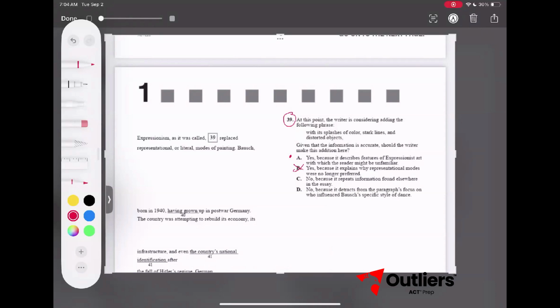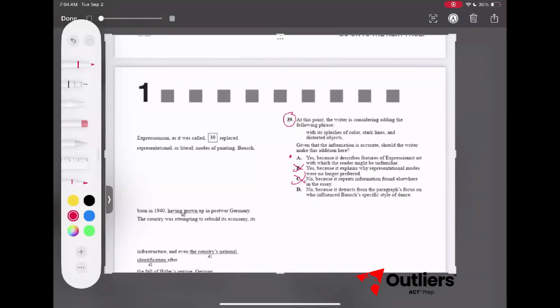C, because it repeats information found elsewhere in the essay. It does not talk about this yet in the essay. It hasn't told us what expressionism is yet. And if you're not reading closely enough as you're going, you might not know that. That's one of the many, many reasons we highly encourage you to be reading super closely and reading everything as you're working through the essays.